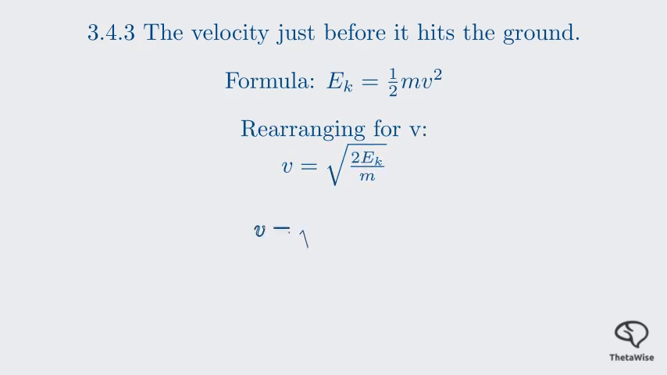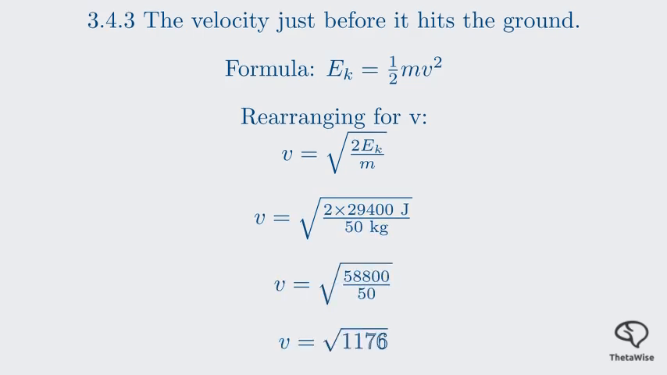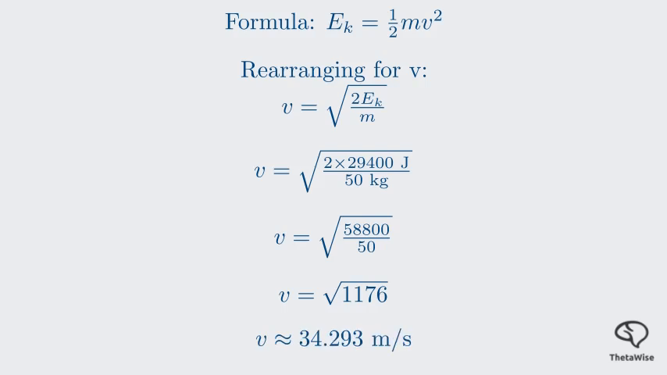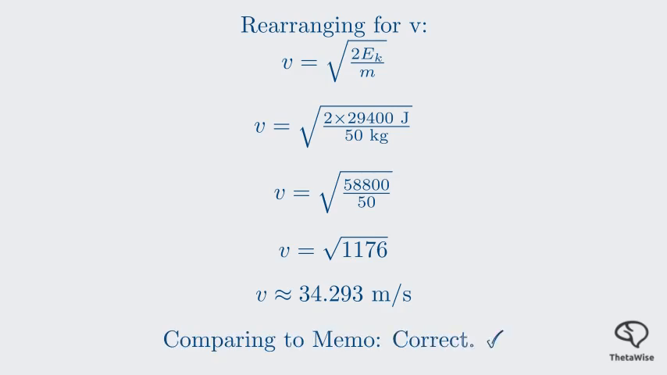Now we can substitute our values. The kinetic energy, EK, is 29,400 joules, and the mass, m, is 50 kilograms. This simplifies to the square root of 58,800 divided by 50, which is the square root of 1176. The square root of 1176 is approximately 34.293, so the velocity of the object just before it hits the ground is 34.293 meters per second.